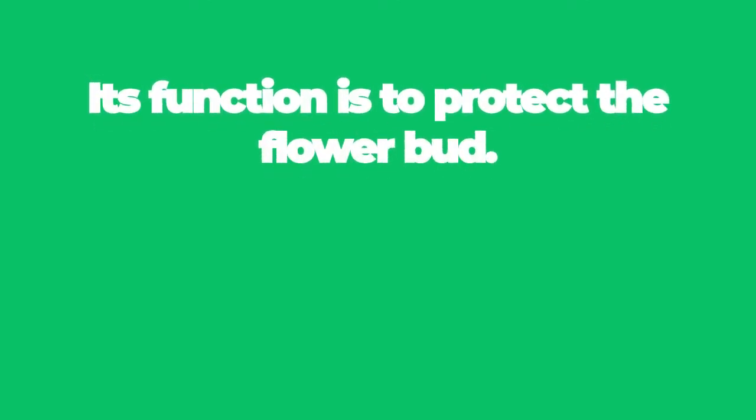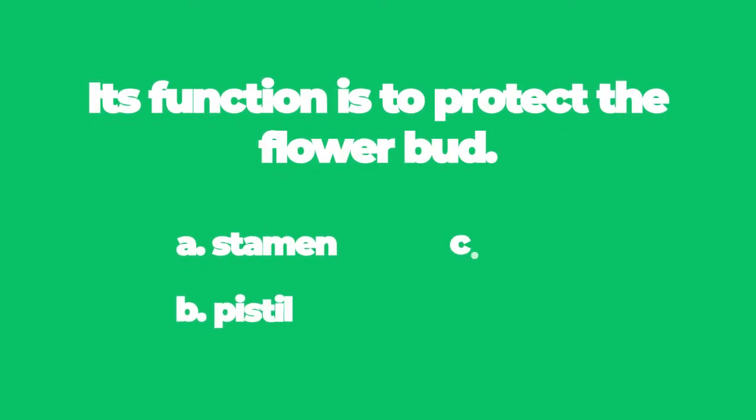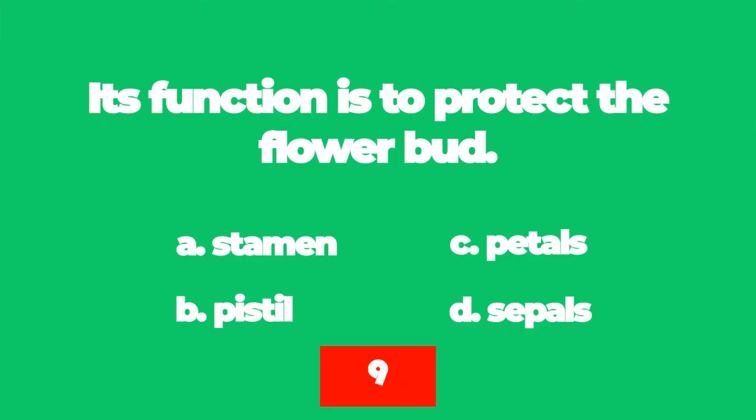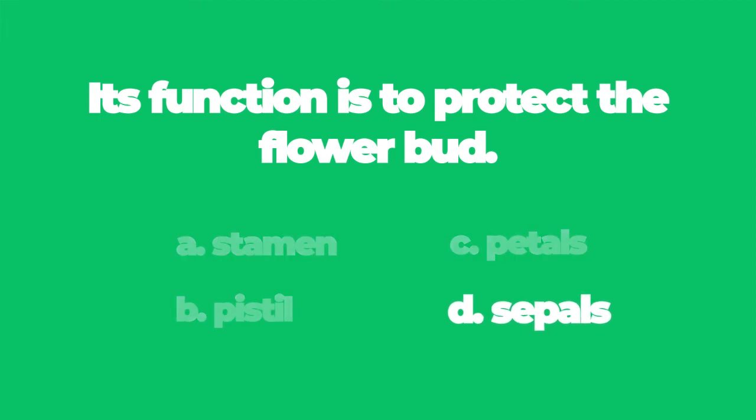Question number 5. Its function is to protect the flower bud. A, stamen. B, pistil. C, petals. D, sepals. The answer is D, sepals.